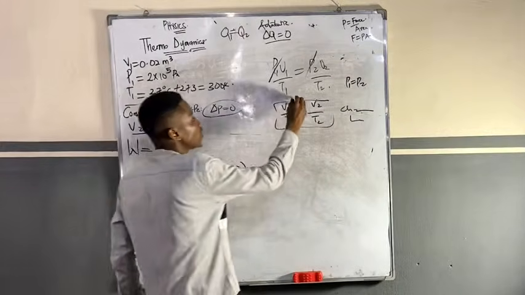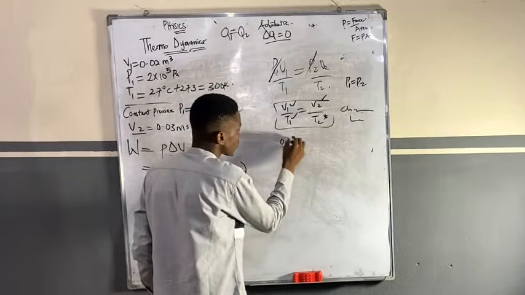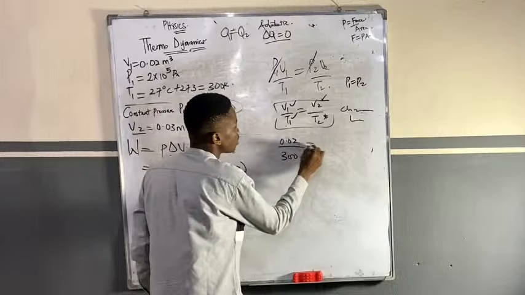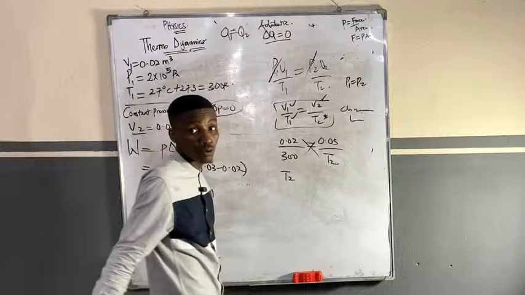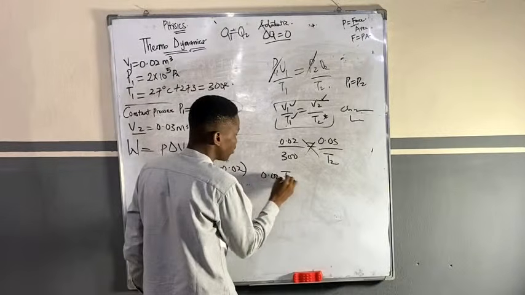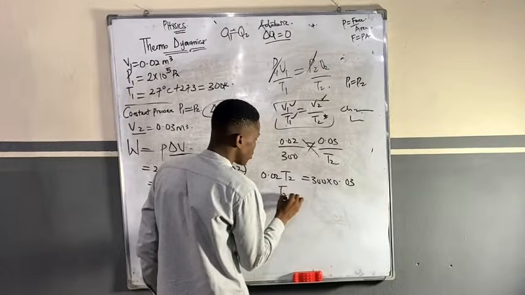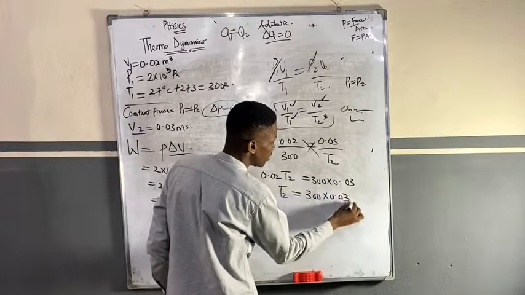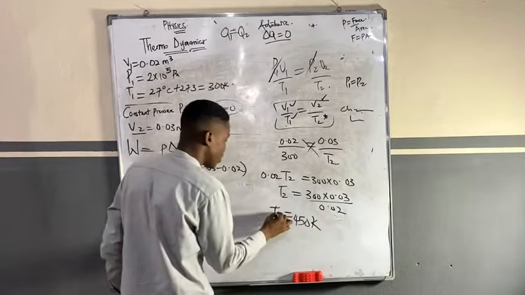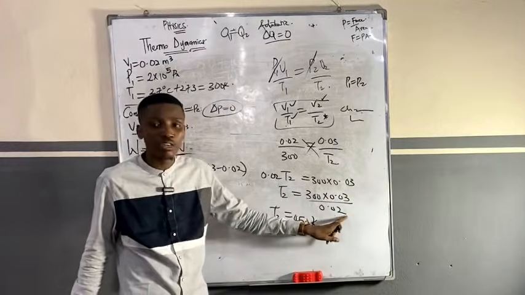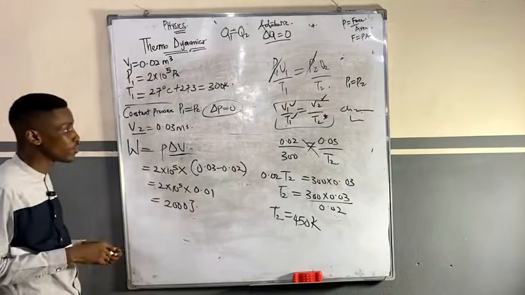Now please, we know V1, we know T1, we know V2, we are looking for T2. So very simple. What's V1? What's temperature 1? What's V2? What's temperature 2? Unknown. So you cross multiply. I believe you are following me. So T2 is now 300 times 0.03 divided by 0.02. When you cancel, your final answer should be 450 Kelvin. This should cancel and give you 3 over 2. 3 over 2 is 1.5. 1.5 times 300 is 450. So that's how you get 450 Kelvin.